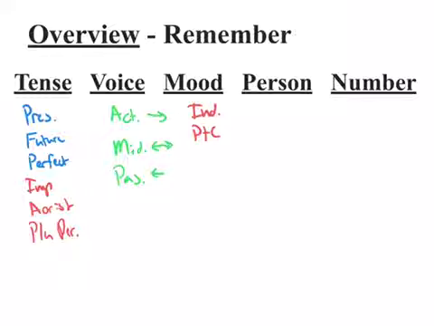And today we're going to learn the imperative and also the subjunctive. So those are the two things that we're adding. There's also optative, but it doesn't really occur that often. You can probably count on your hands how many times. So context. And then person, number.